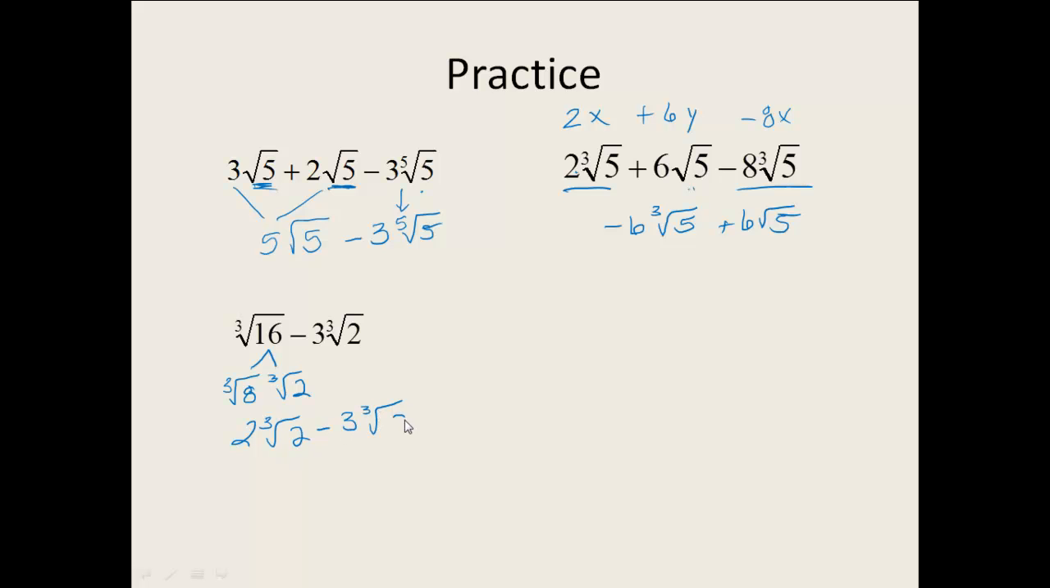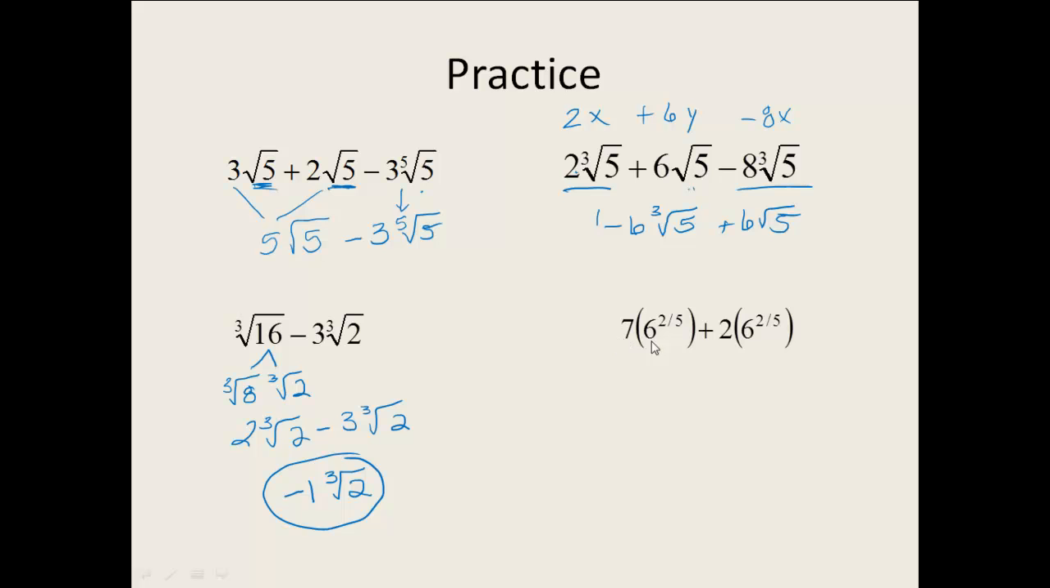roots of 2. Now I actually have like radicals because I have a cubed root of 2 and a cubed root of 2. Well, when I take 2 minus 3, I get negative 1, so I have negative 1 cubed root of 2. So that one we had to break down before we could combine them. Hey, this one looks a little different than the other ones did.